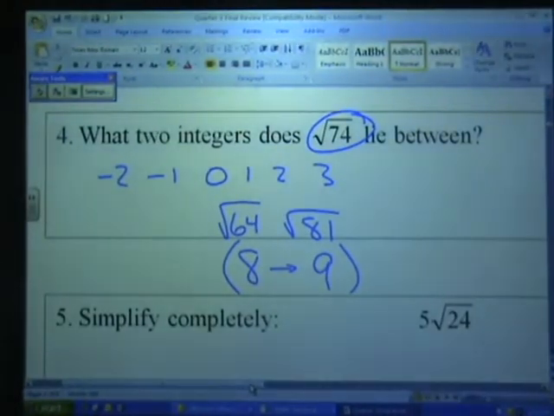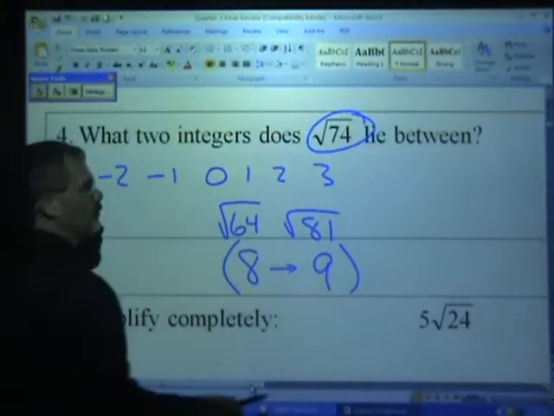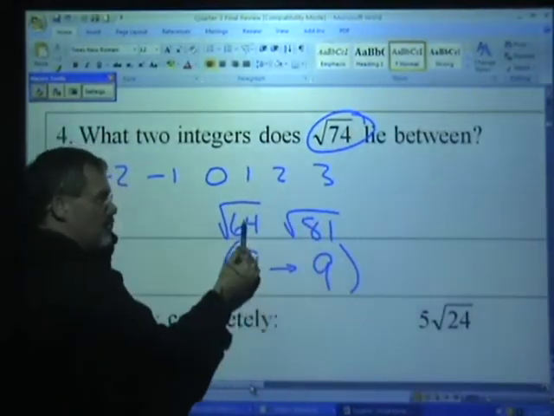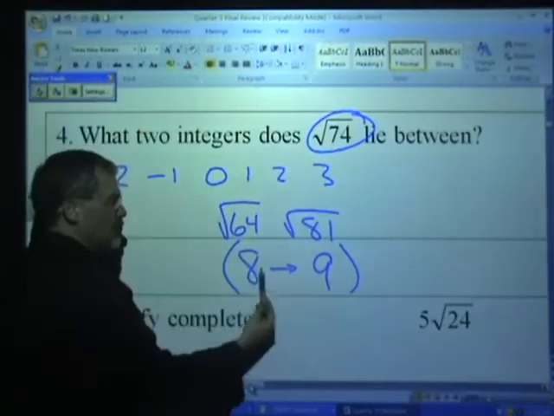Okay, write it down. Maybe you don't understand it completely. Write it down. The square root of 74 is somewhere in between the square root of 64 and the square root of 81. 74 is between 64 and 81. The square root of this is 8, the square root of this is 9, so the square root of 74 is somewhere between 8 and 9.